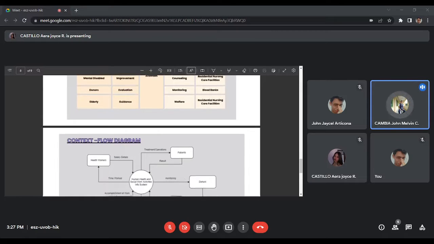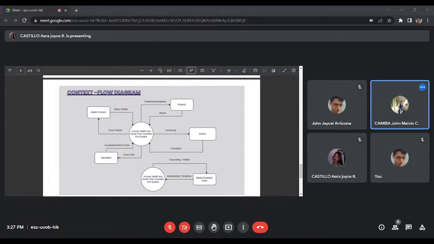And the context flow diagram. So you can see in this context flow diagram, the process is the one in the middle and the clients are the ones inside the rectangular boxes. Then you see that every input goes out from the client, using the arrows, and gets into the human health and social work activities info system, which is the process, while the output we see is the one using the arrow that goes out of the process and gets into the client box.